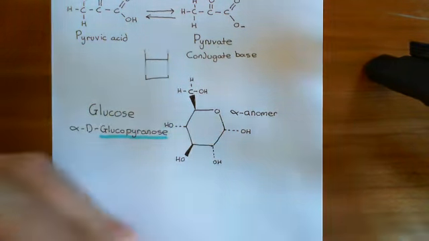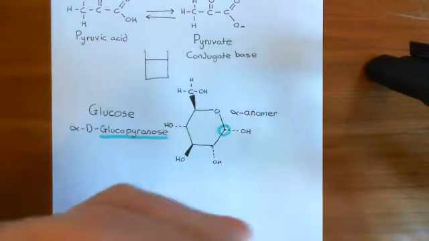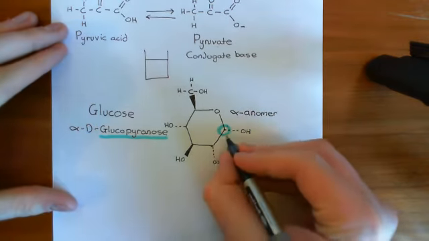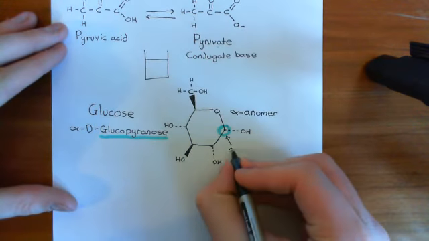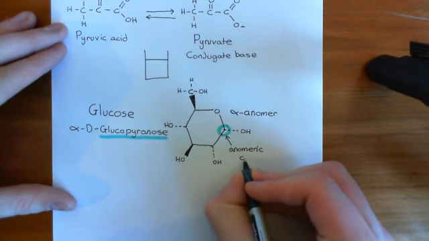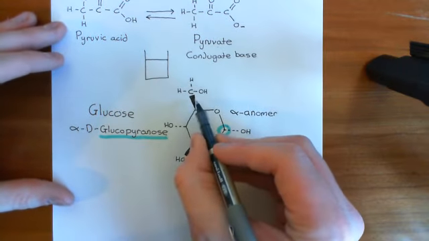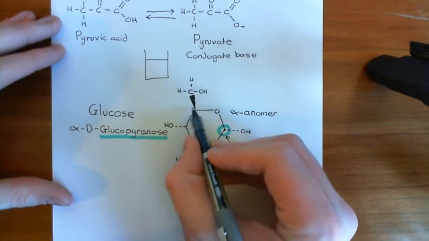And the reason it's called this is that this first carbon here, which I've now highlighted in turquoise, is called the anomeric carbon. So the optical isomerism around this anomeric carbon determines which anomer you're talking about. So we've set whether we're talking about D-glucopyranose or L-glucopyranose.